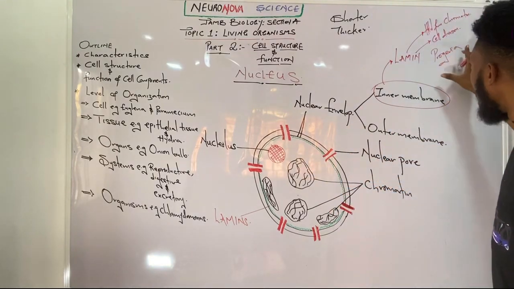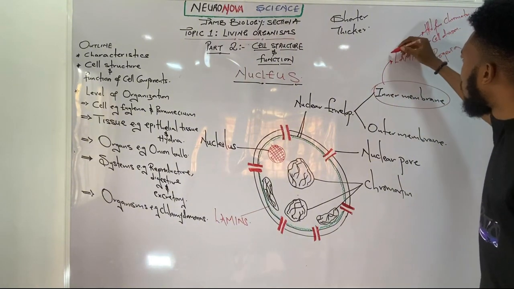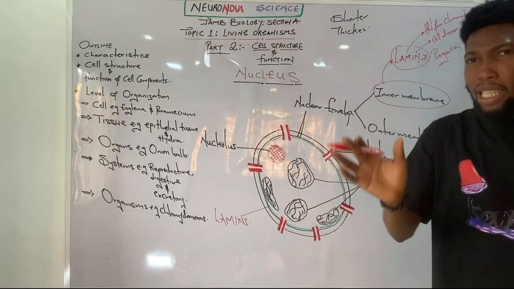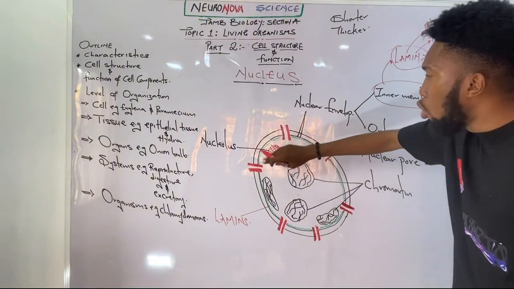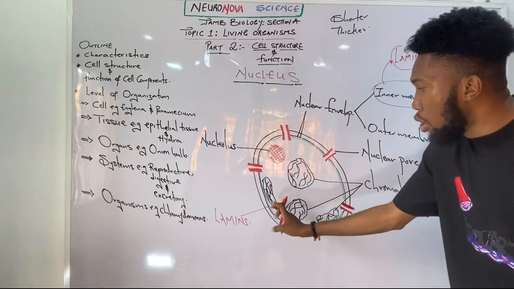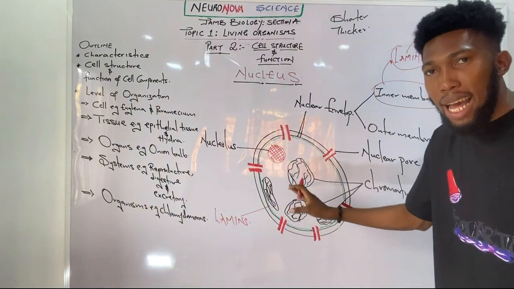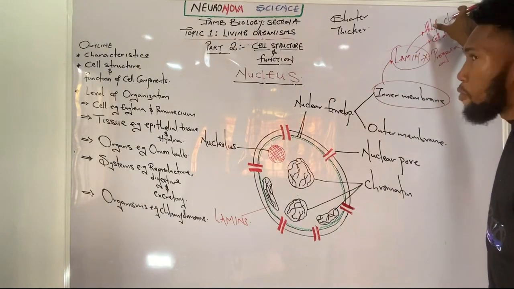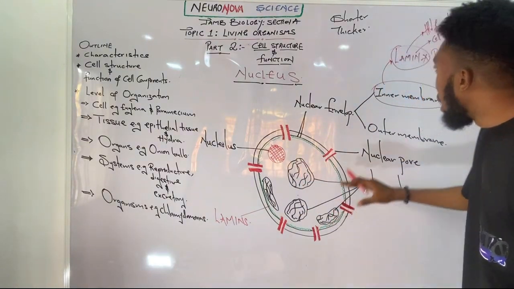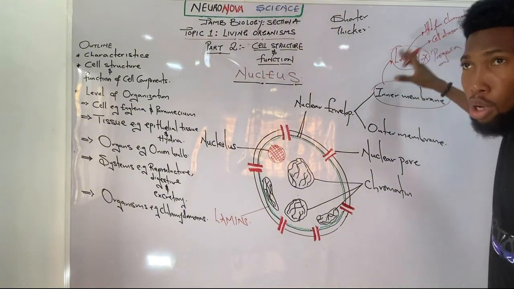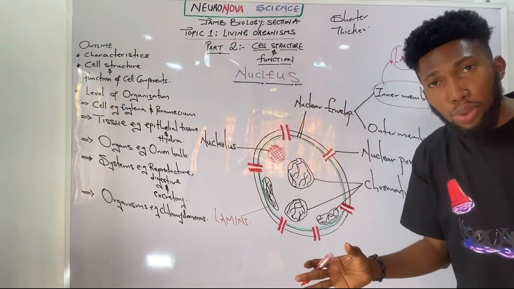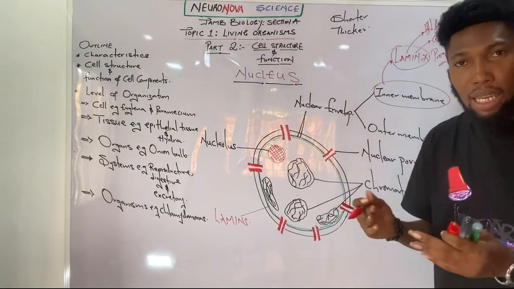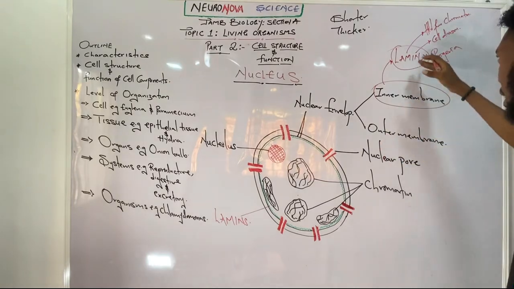Yes, it's still the same. So it's a condition that can arise as a result of mutation to this lamin, precisely lamin A. But for JAMB, I just need you to know that the inner membrane of the nucleus is lined by a protein called lamin. And what do lamins do? They hold firm the chromatins, which you see here, and they can also help in cell division. If they ask you mutation to which component of the inner membrane can lead to progeria, you know that it's lamin. Okay, so good.